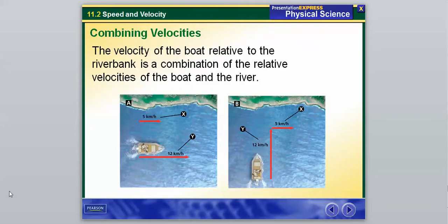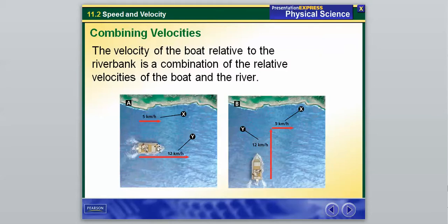Right here, this 5 kilometers per hour, this red line, represents how fast the river is moving relative to the riverbank. So our riverbank is the frame of reference. It is unmoving, and the water itself is moving 5 kilometers per hour. That's our first velocity. Now the boat is moving at 12 kilometers per hour in the exact same direction.